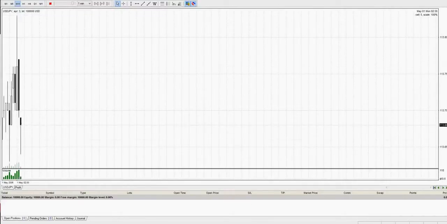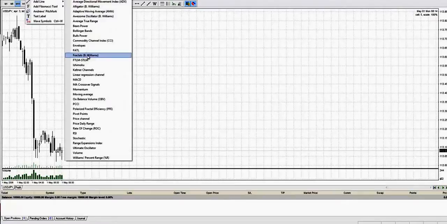Okay, so I'll be sharing with you a free price action strategy. It uses a bit of volume spread analysis. As you can see, I have volumes here. It kind of works on the dollar yen and the euro dollar, and the time frame that we use would be the minute 15 chart.